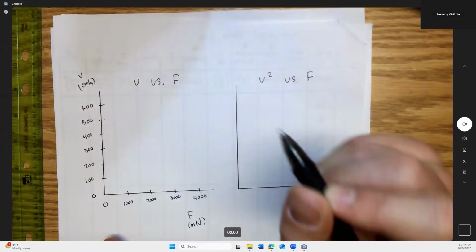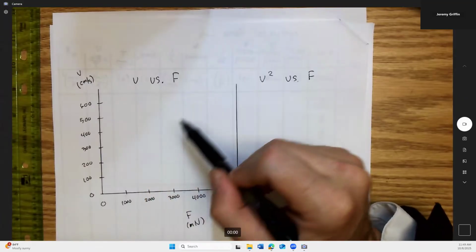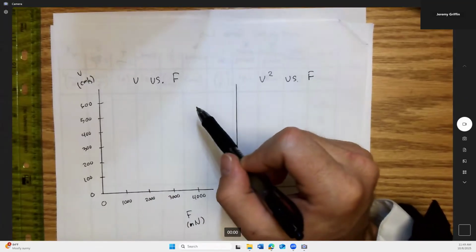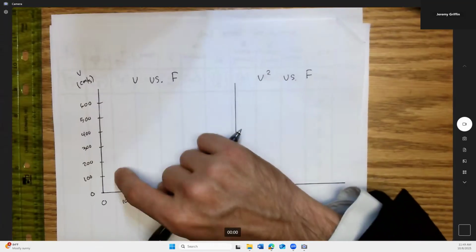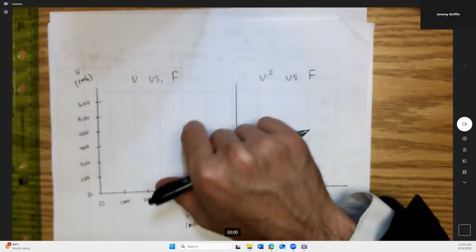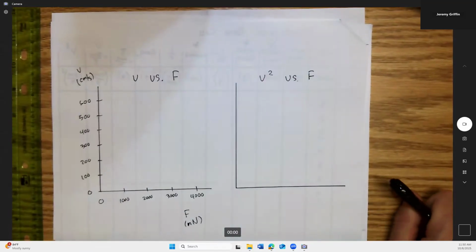Now, I think everybody hypothesized that the heavier the weight, the faster you would have to spin it. So it should kind of go up and to the right. But how up and to the right? Is it a straight shot that would be direct to start with? Does it make a root curve? Does it make a parabola curve? We're going to find out.